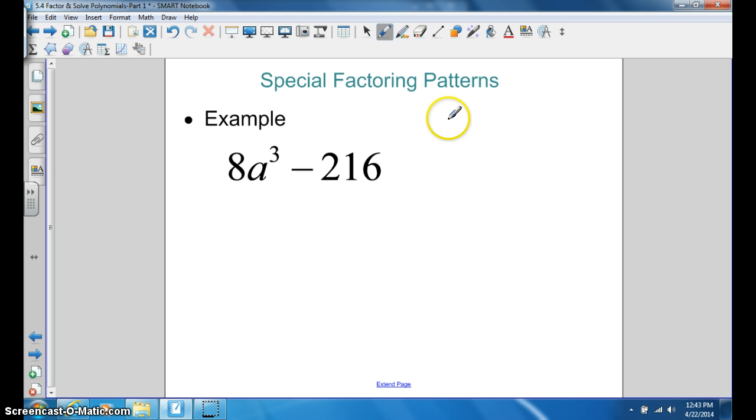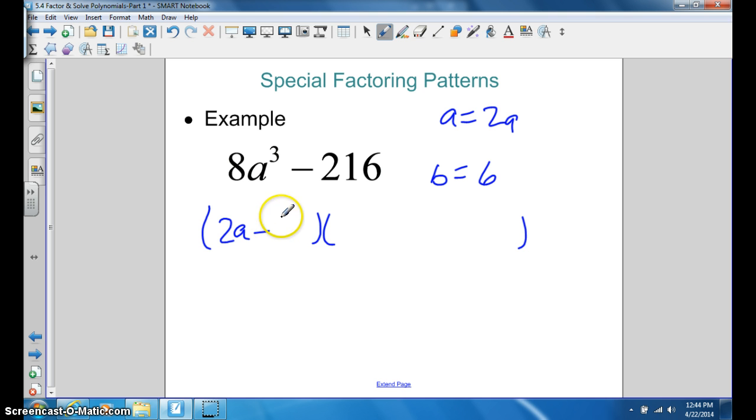Next one here, we have 8a cubed minus 216. So we have a, which equals 2a, and b, which equals 6, because the cube root of 216 is 6. So once again, we're going to do a binomial and a trinomial here. And in our binomial, since it's a difference of two cubes, our minus sign will be in the binomial. Now we're going to have a squared, so we have 4a squared, plus a times b, which is 12a, plus b squared, which is 36.